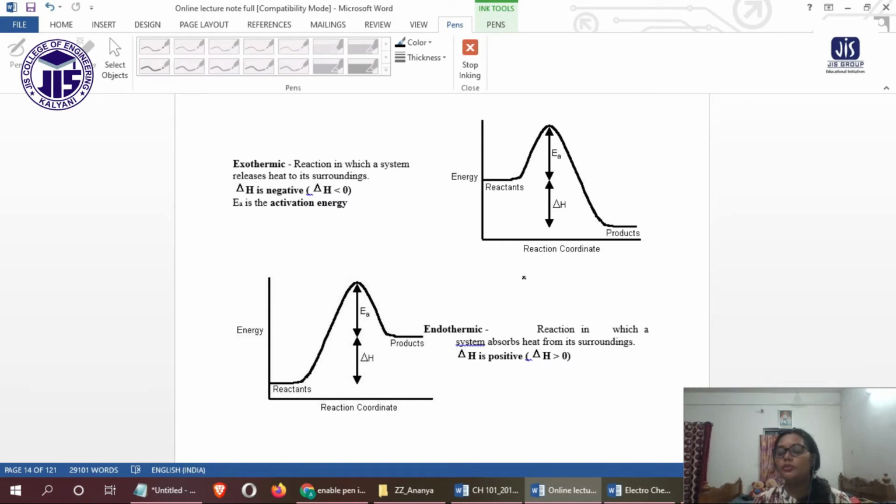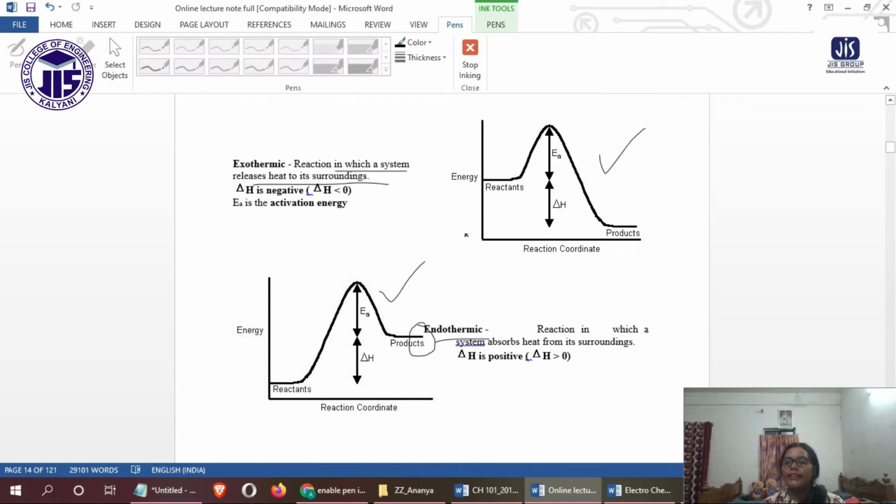So which one is for the exothermic reaction, and which one is the endothermic reaction? Look here, for this graph the internal energy of the reactant is higher than the internal energy of the product, right? But in the second case the internal energy of the reactant is lower than the internal energy of the product. So this is called the endothermic reaction, and this is called the exothermic reaction, in which a system releases heat to its surroundings.